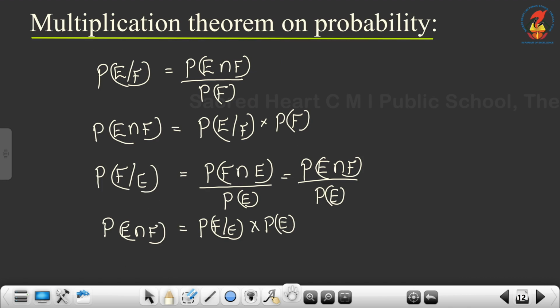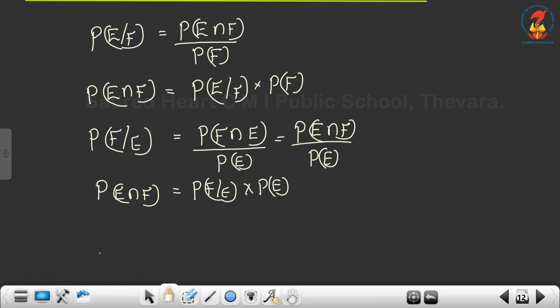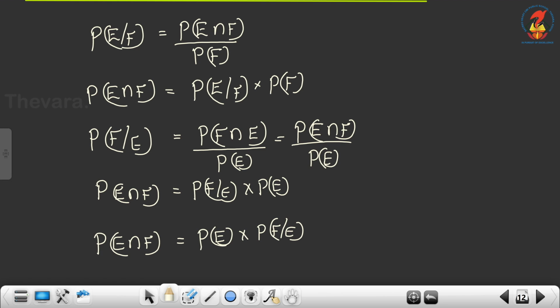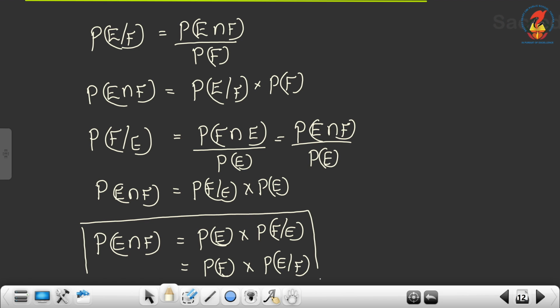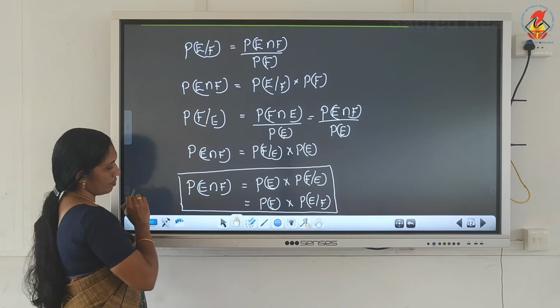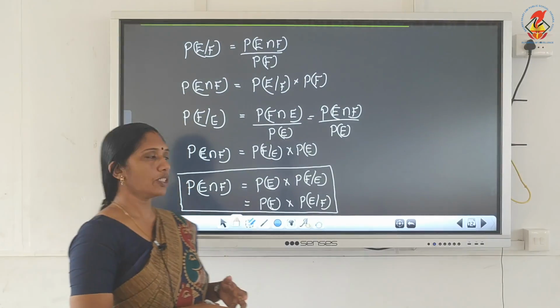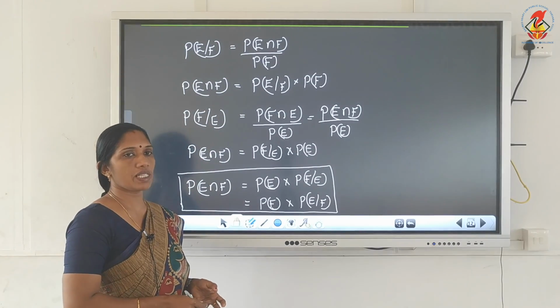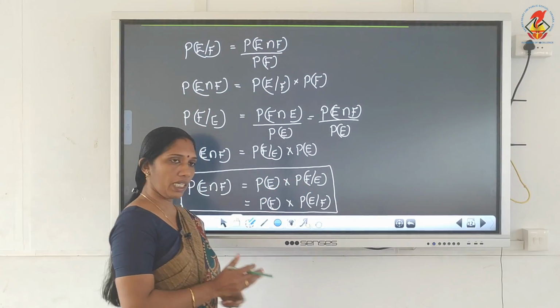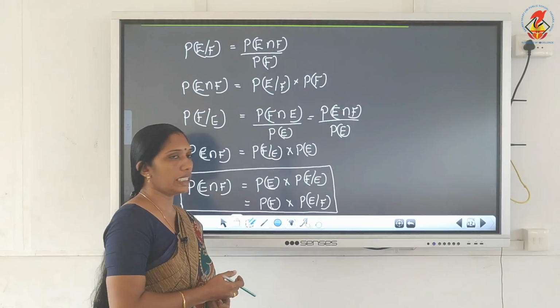So once again I will write that together. P of E intersection F we can write in two ways: one is P of E into P of F given E, or I can write P of F into P of E given F. This is known as the multiplication theorem on probability. From the conditional probability result only, we got this.